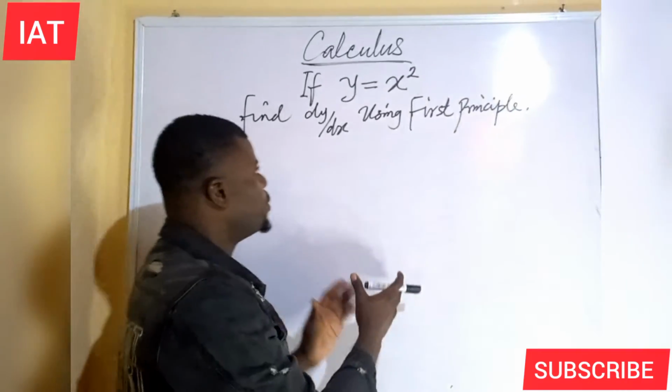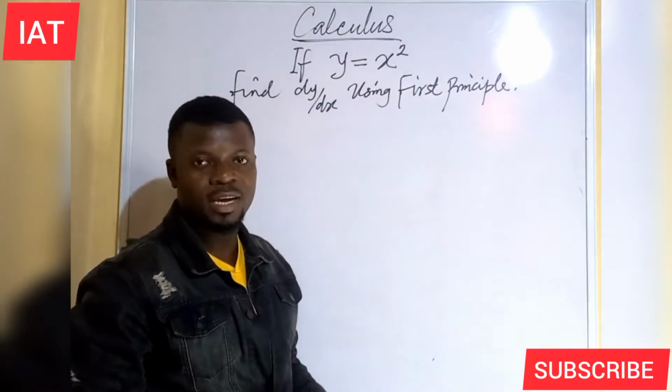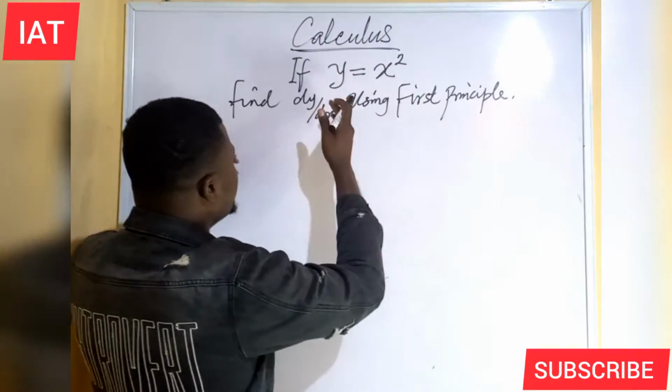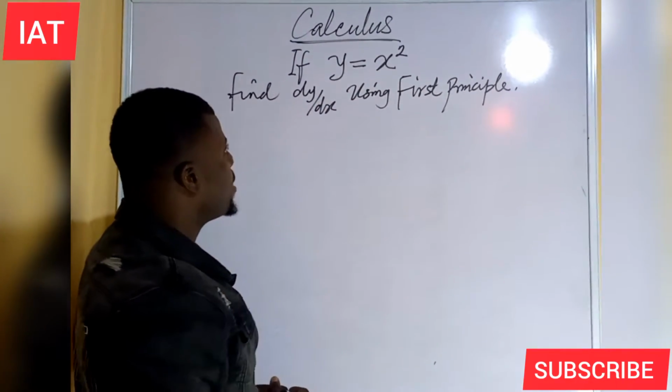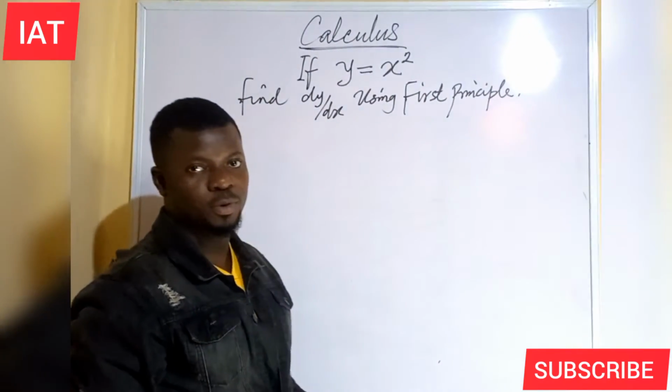In this video, we're going to solve a problem on differentiation under calculus. So here is the problem: if y is equal to x squared, find dy over dx using first principle.